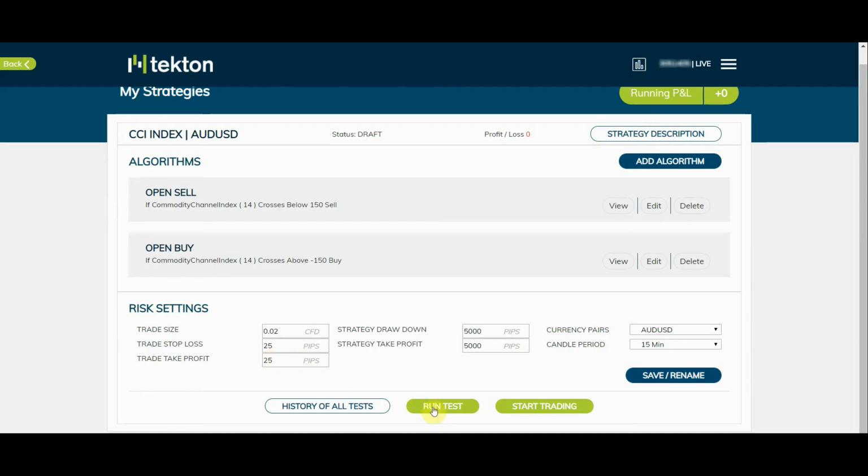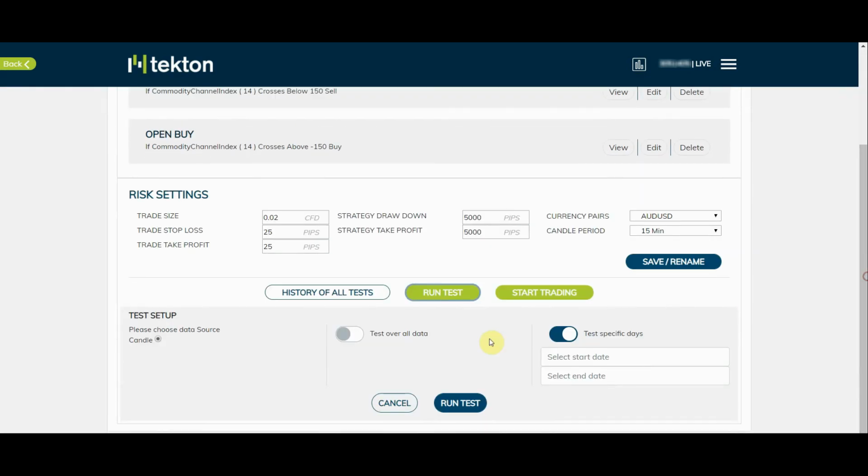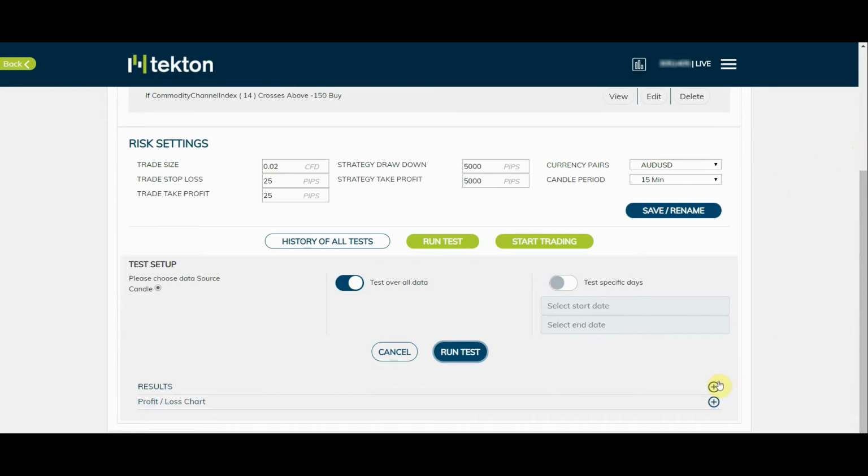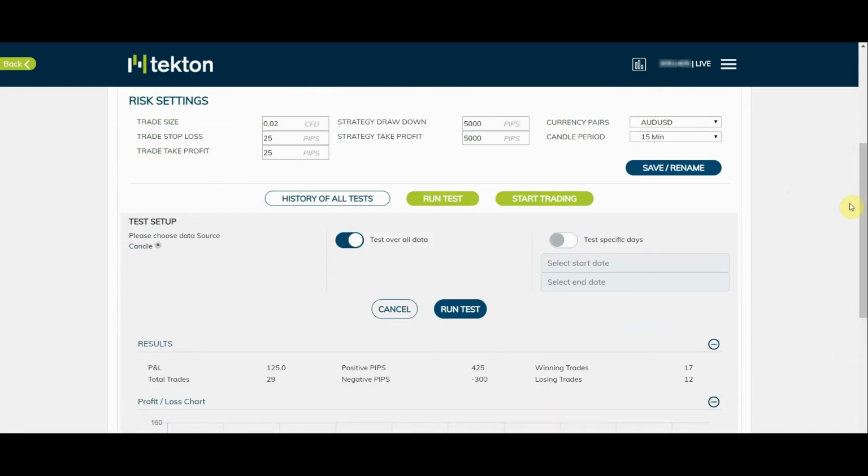So let's run the test and have a look. 5,000 pips of drawdown, 5,000 pips of take profit. Click run test. Let's see what we get. I'm going to test over all data. So this is the button to test over all data. If we want to test specific days, we can do that here on a subsequent test. Click run test. Let's open these little windows up and see what we're going to get.